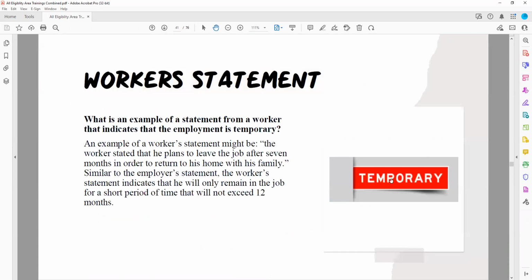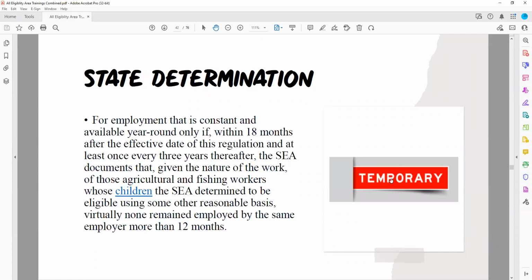the employer needs more workers. An example of a statement from a worker could be the worker stated he plans to leave the job after 7 months in order to return home with his family. So he's right there telling you the reason why it won't be over 12 months.